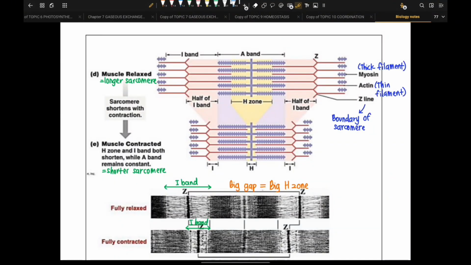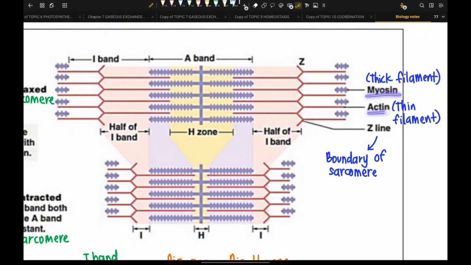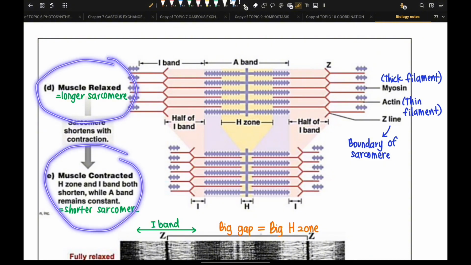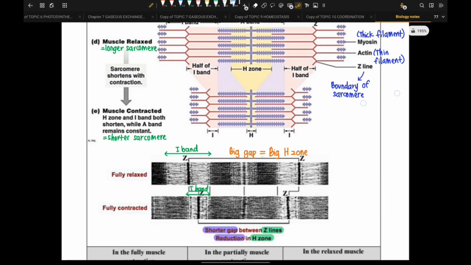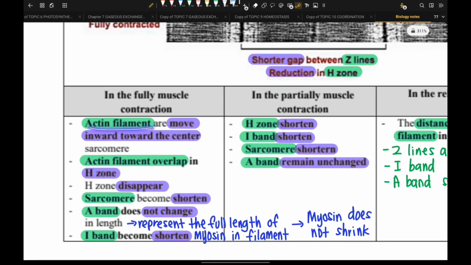Alright, we already know the sarcomere is the functional unit of muscle contraction. It contains myosin, a thick filament, actin, a thin filament, and Z-line, the boundary of sarcomere. Basically, sarcomere undergoes a relaxation and contraction state. What happens when the muscle relaxes and contracts in the sarcomere? Let's take a look. In fully contracted muscle, actin filament moves inward toward the center of the sarcomere. Actin filaments overlap in the H-zone. H-zone disappears. Sarcomere becomes shortened. A-band does not change in length, and I-band becomes shortened.